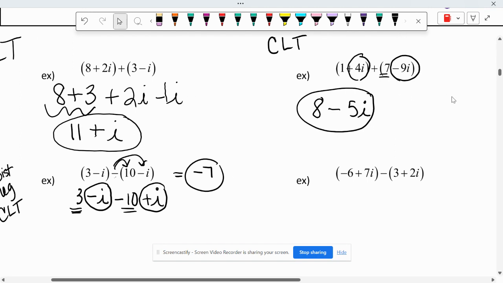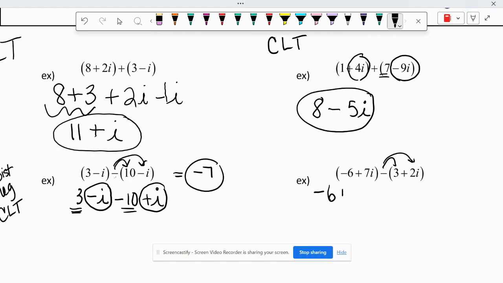So again, we're going to distribute the negative and then combine like terms. So I'm going to rewrite it. Negative 6 plus 7i minus 3 minus 2i. Let's see, I can combine my negative 6 and my negative 3, and I combine my positive 7i and my negative 2i. So negative 6 and negative 3 give me negative 9. Positive 7i and negative 2i give me positive 5i.